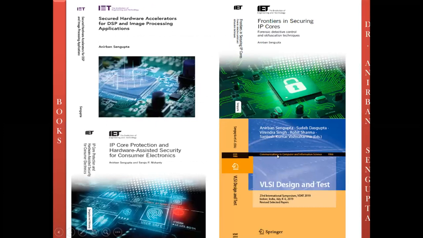So these are some of the recommended books that I'm going to use today. These 4 books are written by me. They are all on hardware-based cybersecurity, published from IIT in the past 3-4 years. So for interested readers, one can adopt these books for further knowledge.